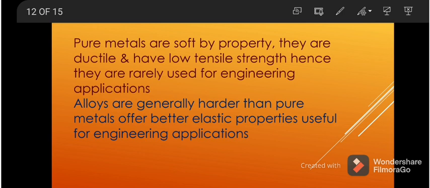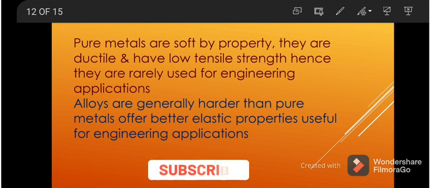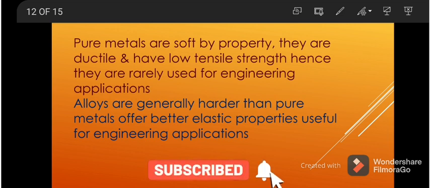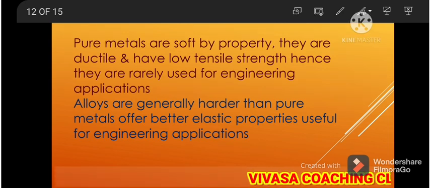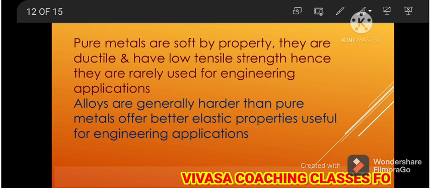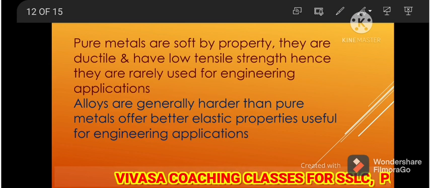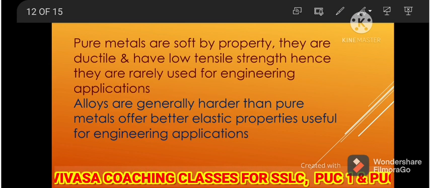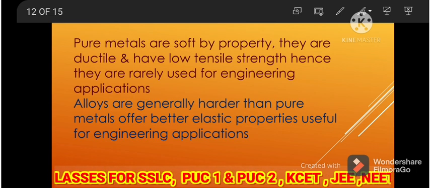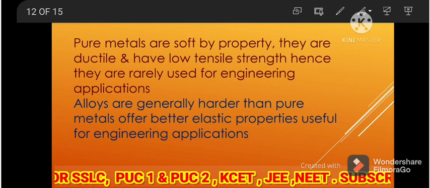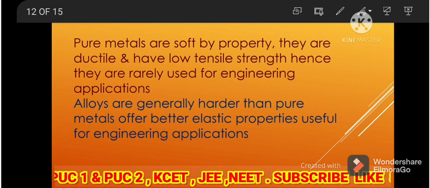But when you come to the alloys, they are man-made materials. They are harder than the pure metals, and they have better elastic properties. And they are used for engineering applications. That means for our engineering applications, we don't have much interest in iron, the pure materials. We have interest in the alloys. Different alloys have different applications, and these alloys are extensively used in engineering.